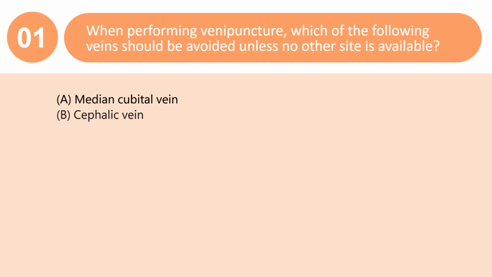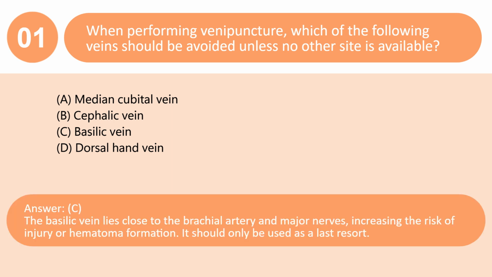When performing venipuncture, which of the following veins should be avoided unless no other site is available? A. Median cubital vein. B. Cephalic vein. C. Basilic vein. D. Dorsal hand vein. Answer: C. The basilic vein lies close to the brachial artery and major nerves, increasing the risk of injury or hematoma formation. It should only be used as a last resort.